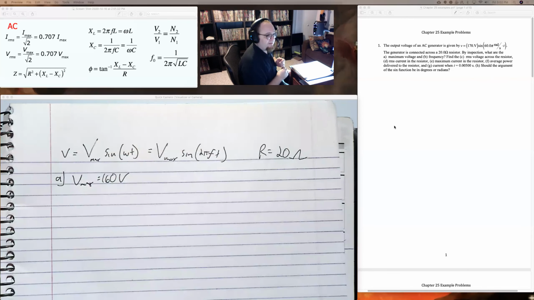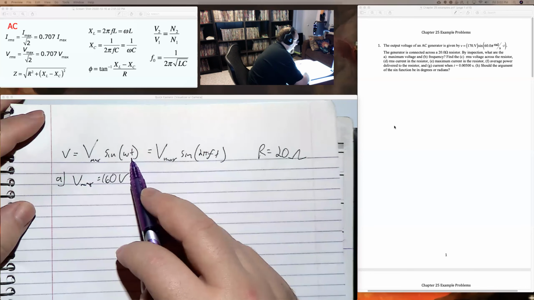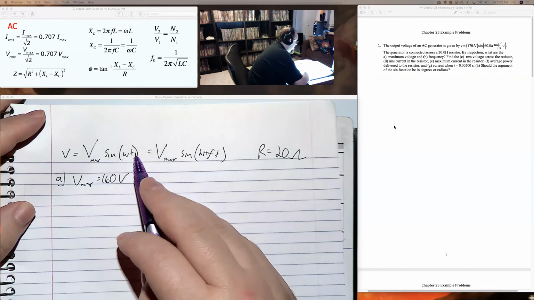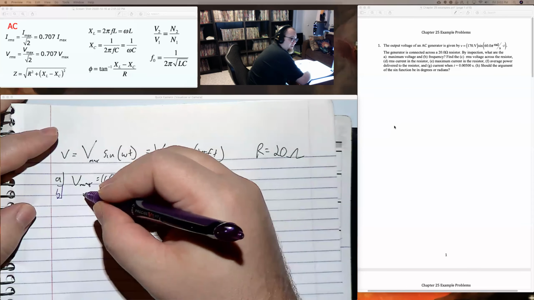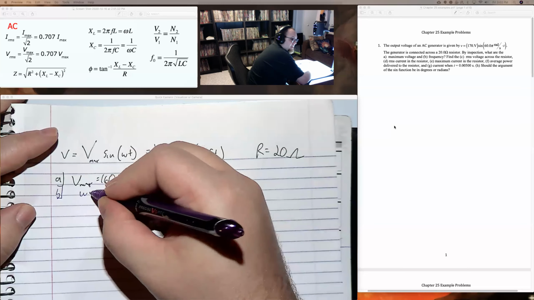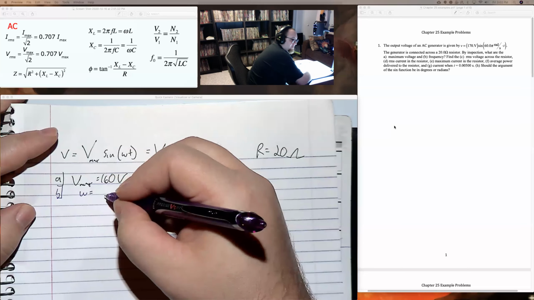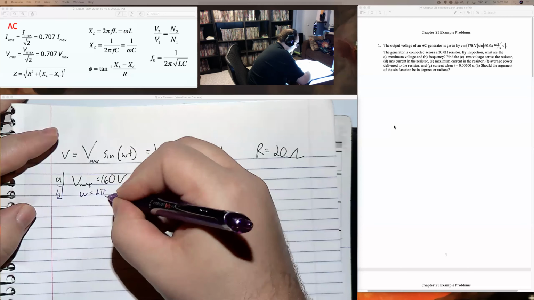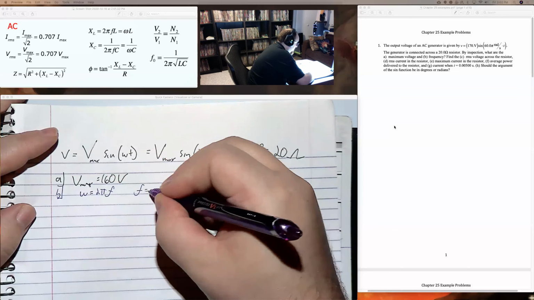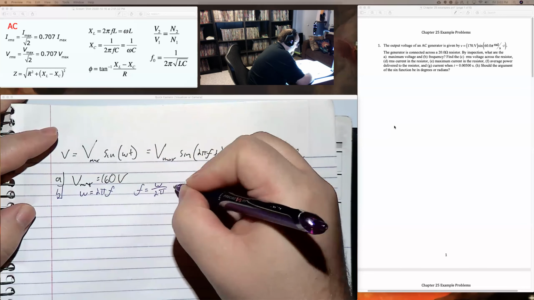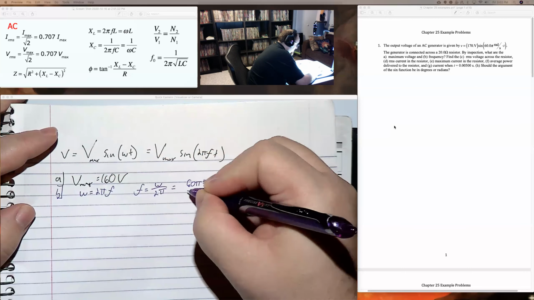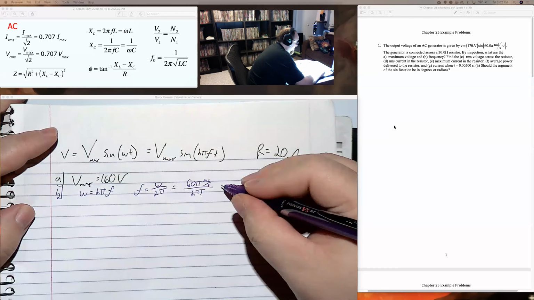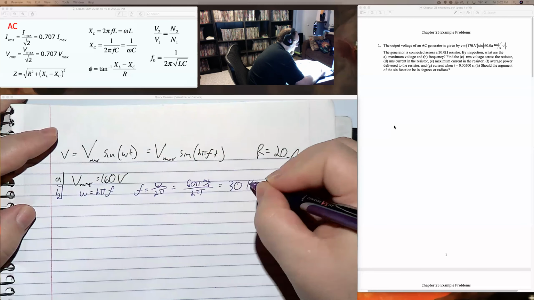For B, what's the frequency? Well, we know it's 60 pi t, so 60 pi must be omega. Well, omega equals 2 pi f. And therefore the frequency is omega over 2 pi, or 60 pi rad per second over 2 pi. So the frequency is 30 hertz.